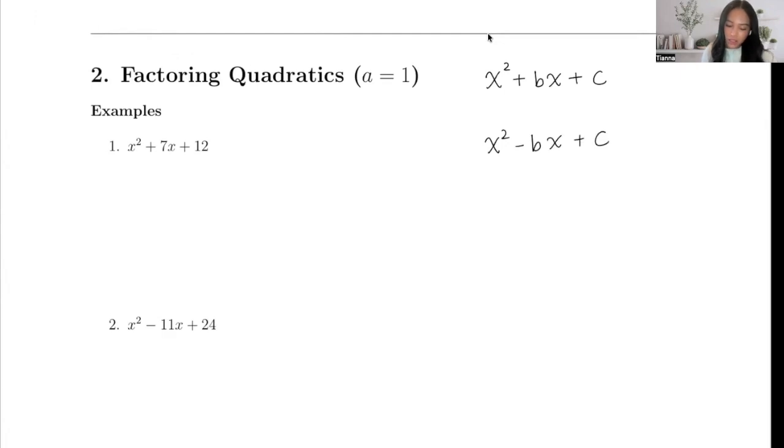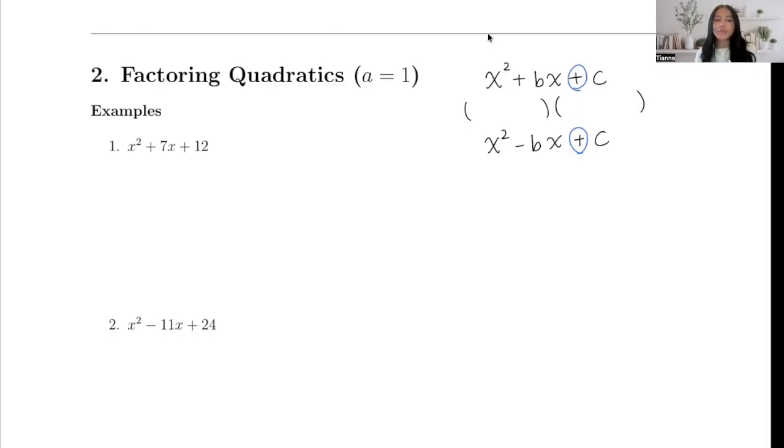So the thing that links these two is the fact that we have pluses at the very end, like our constant is positive. When our constant is positive, that tells us that we are going to have the same sign on the inside of our parentheses. So our general setup is always that we are going to have 2 parentheses, and then we're thinking about factors that multiply to C but add to B.